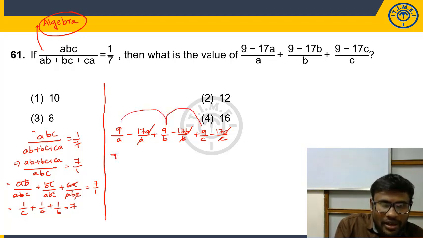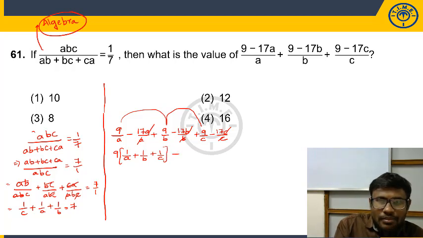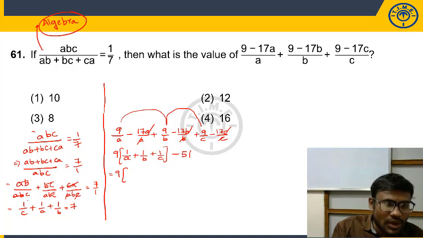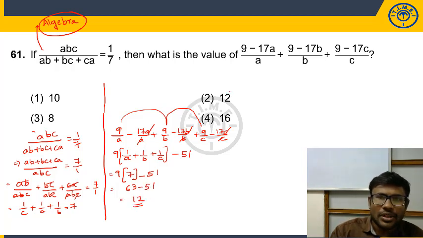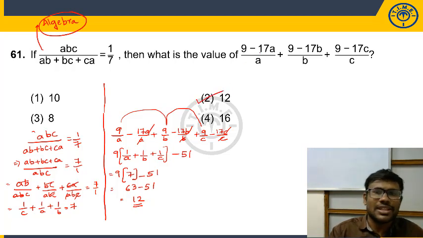From that, what can I take common? 9 I can take common. 9 into 1 by A plus 1 by B plus 1 by C, minus 17 minus 17 minus 17, that is minus 17 into 3, that is minus 51. So 9 into, what is 1 by A plus 1 by B plus 1 by C? That is 7. 7 minus 51. So 9 7s are 63 minus 51. So your answer is 12. That is nothing but option number 2. Is that clear? Okay. Let's get into the next question.